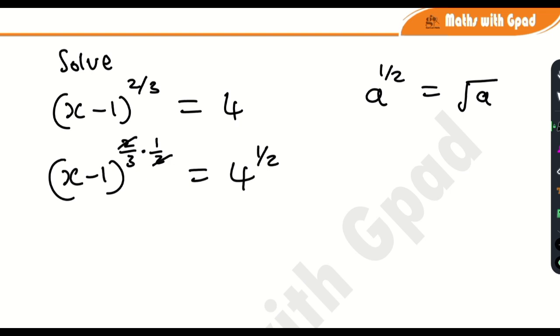Good. So watch what we have on the left hand side. This 2 cancels 2 and you're left with what? 1 over 3 as the exponent on the left hand side. So you have x minus 1 all raised to the power of 1 over 3.